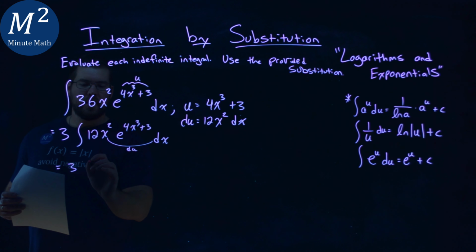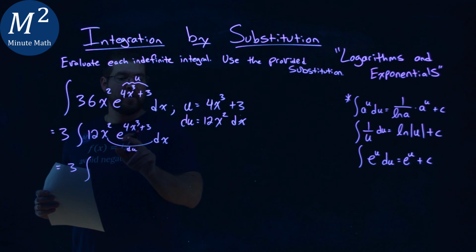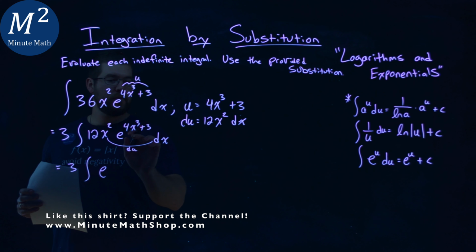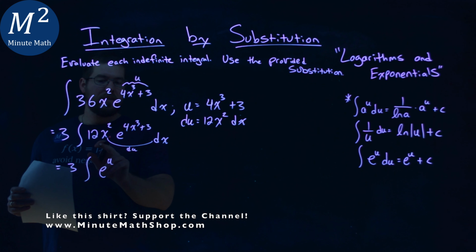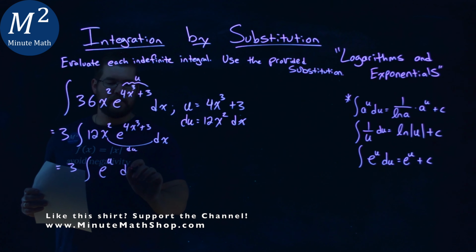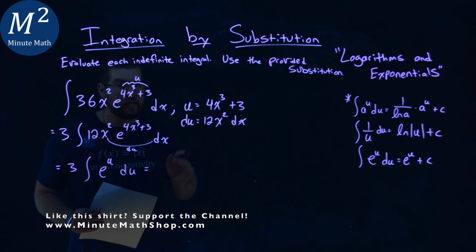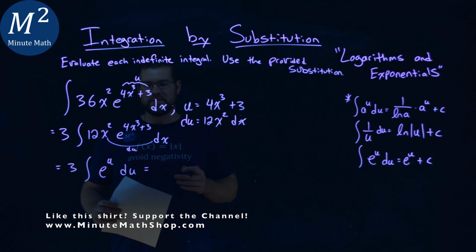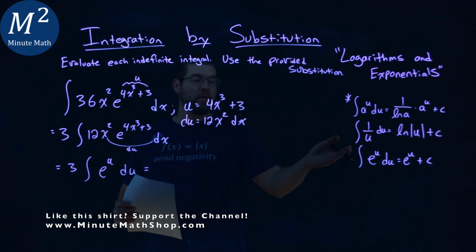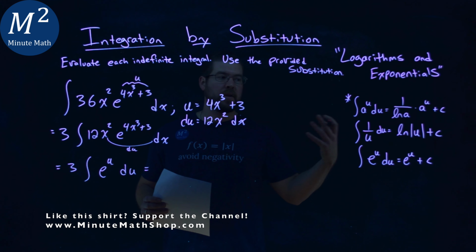We have 3 times the integral here. Now we have e to the u power, right? The u's are just up there. And then 12x squared dx is just that du. And that's a much easier integral to solve. So let's use our definitions here. An integral of e to the u is just e to the u plus c.